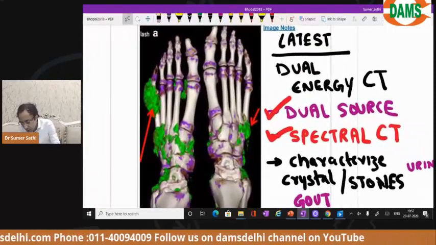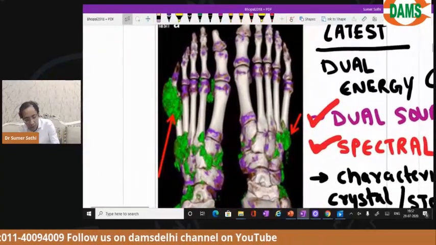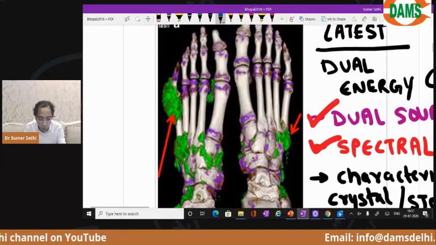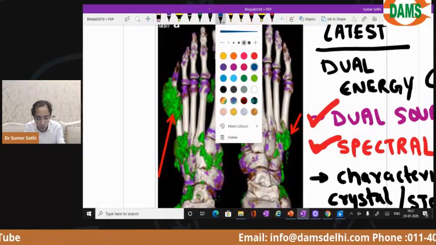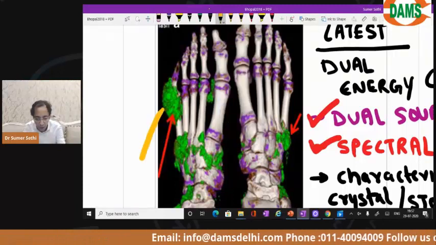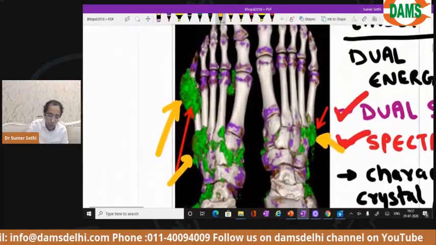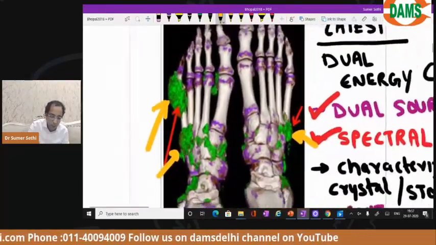Okay, everybody understands? So this is a sample image where we have done a dual source CT in a patient with gout. I want you to see the image. These green structures that I have shown by my arrows are nothing but uric acid crystals.